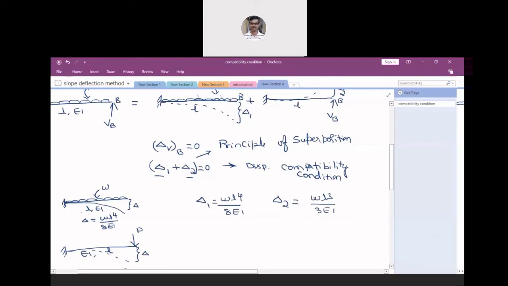But here the point load which is acting, I am taking as P. Here I have called it VB, so I will replace P with VB. This VB is acting in the upward direction, whereas the P which was taken was in the downward direction, so I will take this delta 2 as negative. Now applying this displacement compatibility, we get WL to the power 4 by 8EI minus VB into L cubed by 3EI equals 0.